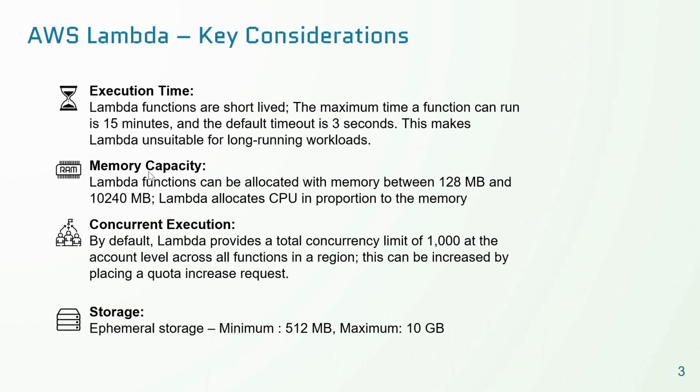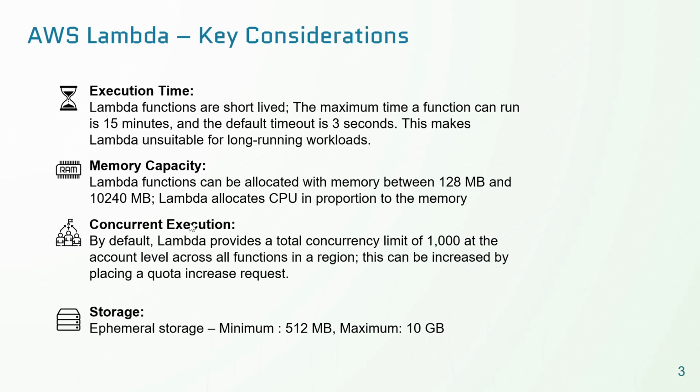Memory capacity. The processing power of a Lambda function depends on how much memory is allocated to it. Minimum memory allocation is 128 MB, and it can be extended up to 10 GB in increments of 1 MB. Lambda allocates CPU in proportion to memory.